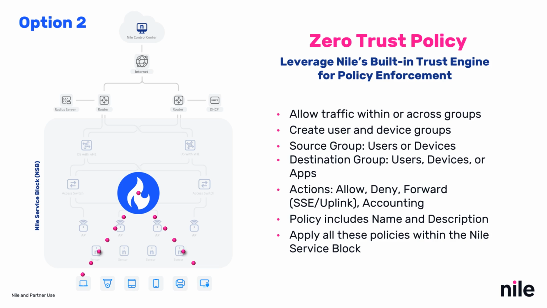With Option 2, you can enforce zero trust directly within the Nile network using our built-in access engine. Policies are defined by source group, users or devices; destination group, users, devices, or apps; action, allow, deny, forward to SSE or uplink, or log. Granular policies can be defined to allow or restrict communication within or across groups, all enforced inside the Nile service block without the need for external infrastructure. This approach is ideal for organizations seeking full zero-trust enforcement with maximum simplicity and minimal overhead.